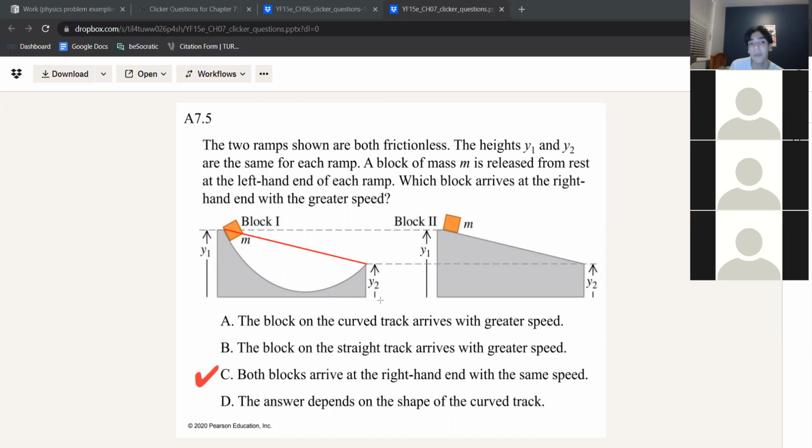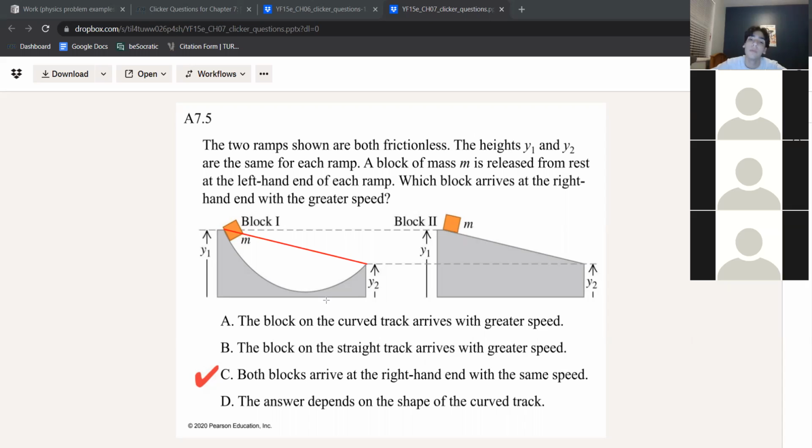But I would also think that block 2 gets there faster, which I think is what kind of screwed us up. Yeah, I think we were looking at which one would get there first instead of speed. Yeah. I do believe that I understand why its speed would be the same at that point.